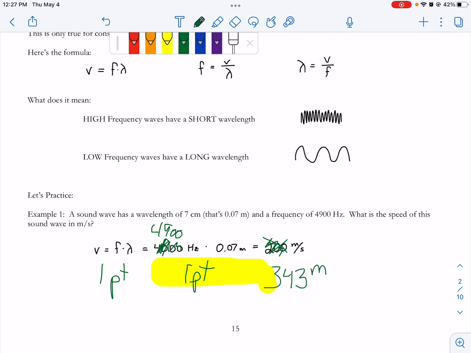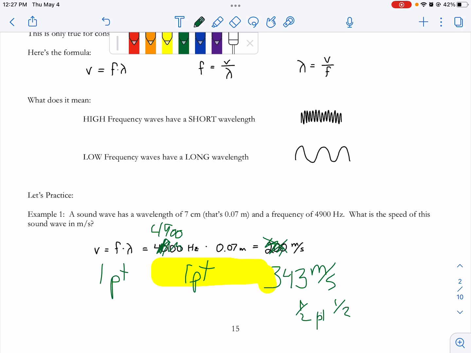This is the wrong answer, and it is 343 meters per second. I should have known that was the wrong answer because I know what the speed of sound is, and it's 343 meters per second, not 200. That should have tipped me off. That's okay. But now that I have the right answer, that would be worth 1 point.